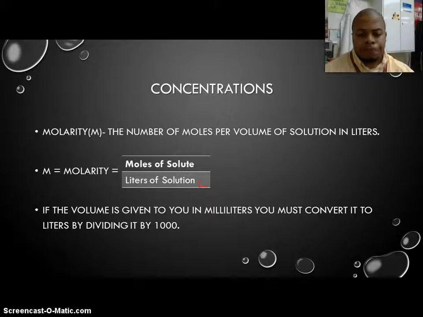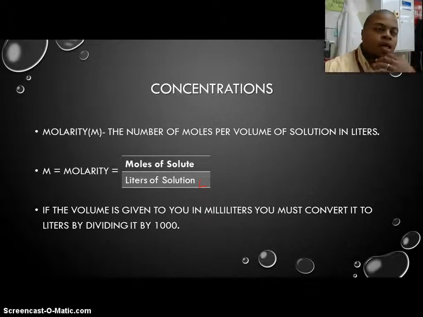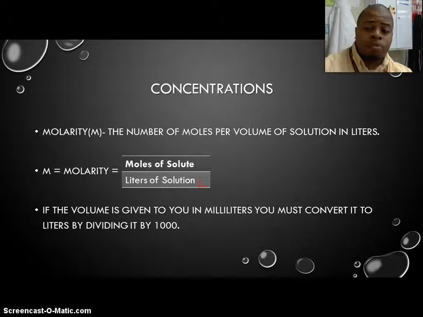Keep that in mind. If you have a volume that's given to you in milliliters, well, we'll talk about parts per million later, but if you have something given to you in milliliters, all you're going to do is divide it by 1,000, or the same as moving the decimal point 3 places to the left, and you'll be perfectly fine.